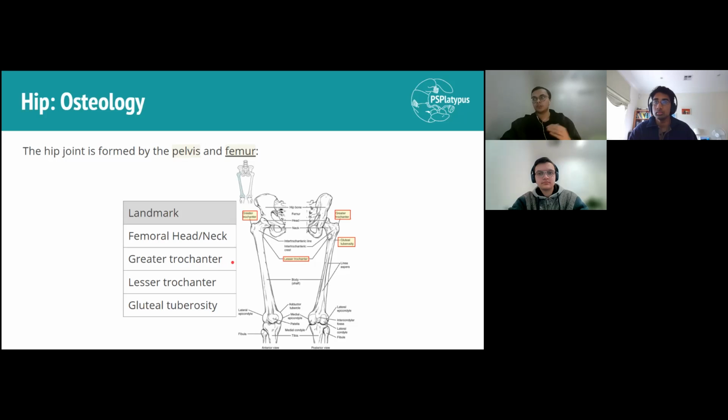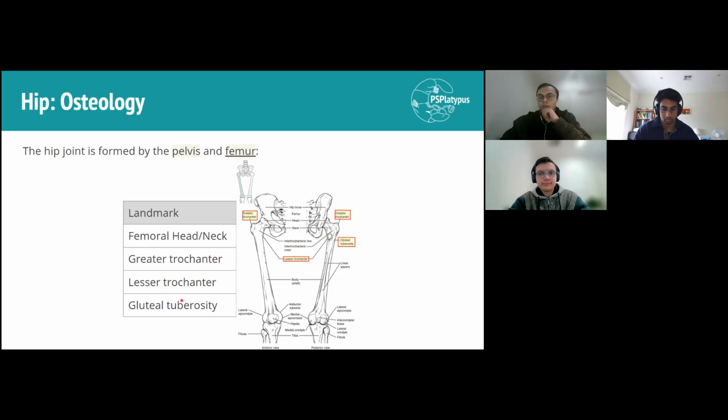There's a greater and lesser trochanter on the femur, the greater one being on the lateral side of it, very big prominence there. And the lesser one you actually can't see from the front because it's actually a posterior structure. If we turn the femur around and look at the back of it, you'll see there's a trochanter located there, right about below the greater trochanter, inferior to it really.